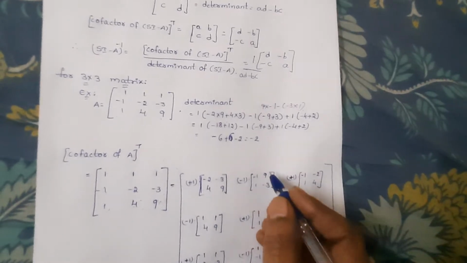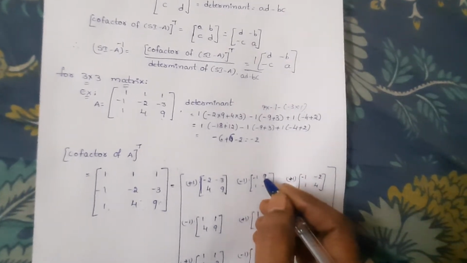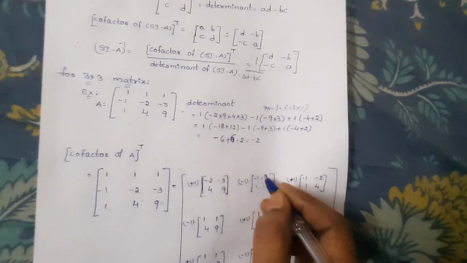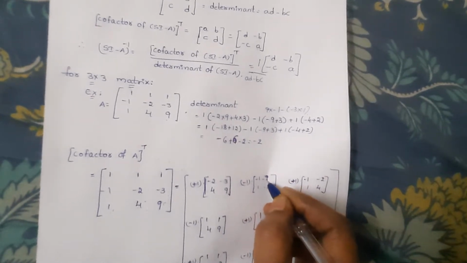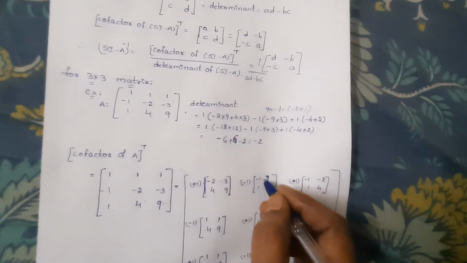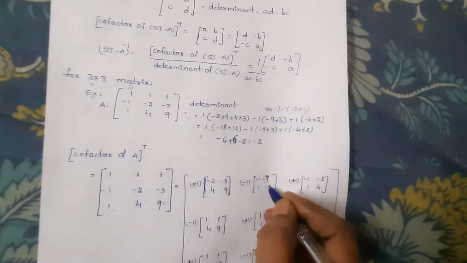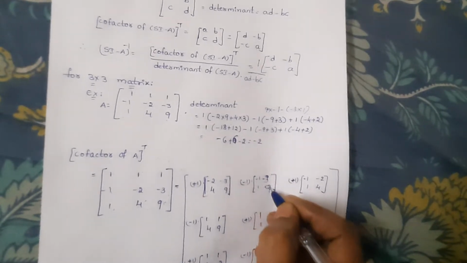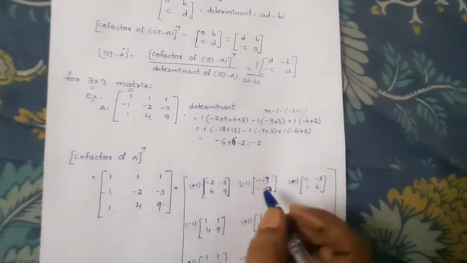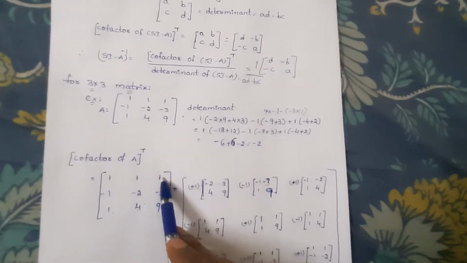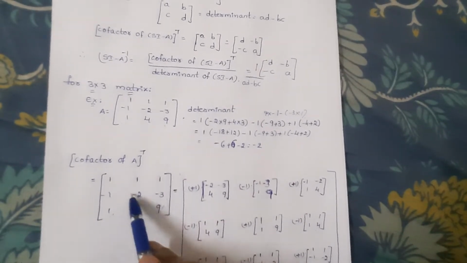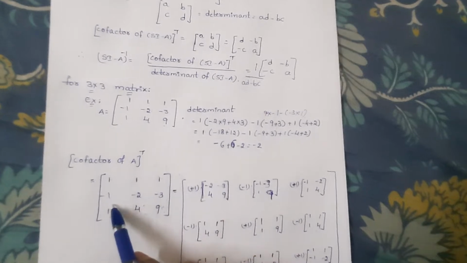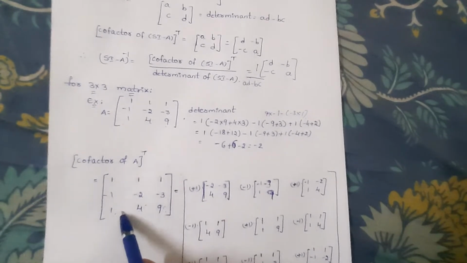Some mistake I wrote here. It is 1. This is -3 and 1 plus 9. Okay. So again this is +1. So leave this column and this row and you write it as -1, -2, 1 and 4.